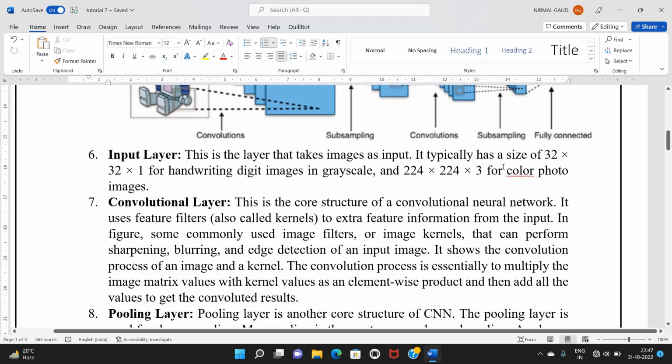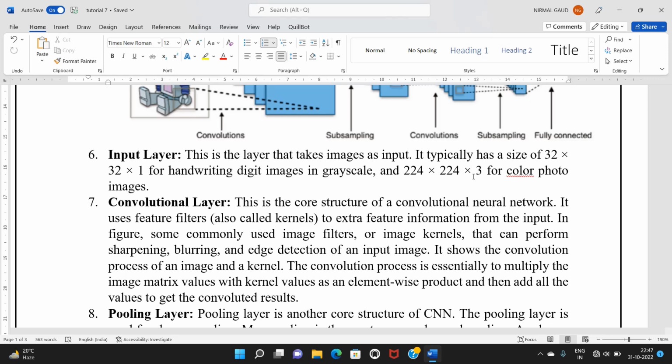Okay, it typically has a size of 32 cross 32 cross 1, which means width, height, and one is a color. Okay, one is a color, and that is a grayscale color, and its alternative size for color images would be 224, 224, and 3. So again, 224 is the width, this 224 is the height, and 3 is the color, and 3 basically means RGB. That's why it has been written 3 here. So we are having a 3 color combination.